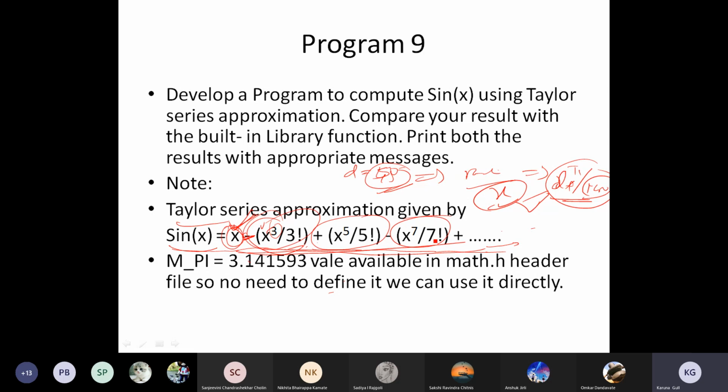Okay, my question is how many terms we need to take whenever we are interested to find the value of sin x or maybe cosine x? How many terms we need to take? I said x terms means, so this is the first term, this is the second term, third term, fourth term, and so on. These are the infinite terms. Right? But how many terms are you going to take?